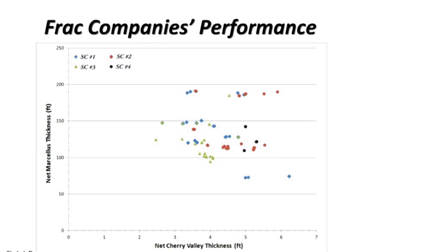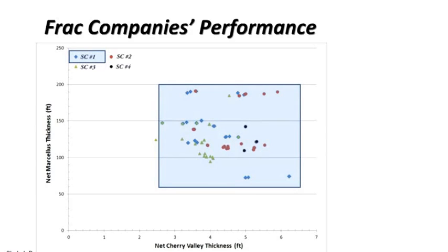And what we do, we want to see, for example, in this plot, you see the net Cherry Valley thickness. Cherry Valley in parts of Marcellus is where they land between Upper Marcellus and Lower Marcellus, and then they extend the lateral, and then you plot that value, the thickness of that versus net Marcellus thickness, and then you will see this data. And if you look at service company number 1, this is the range that they worked with.